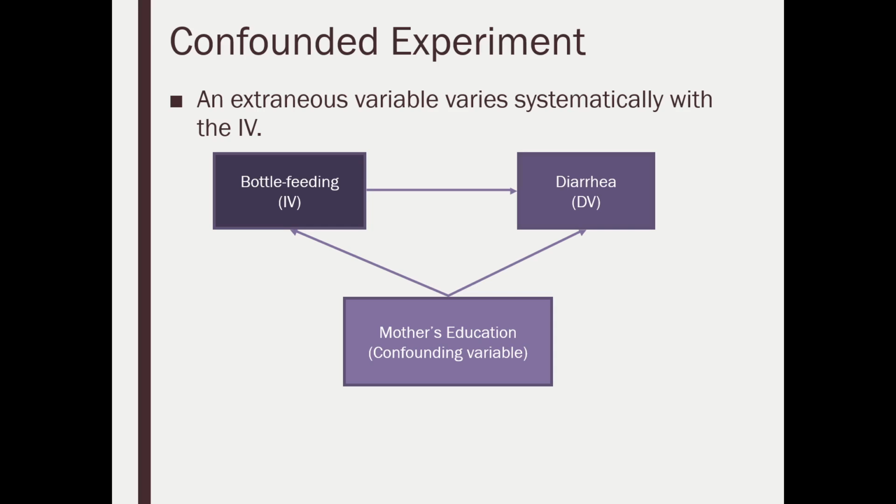So I want you to be thinking always, when you see results, whether it's a correlation or a two-group study, whichever way we're talking about, always be thinking, okay, what else outside of what was being controlled could account for this behavior, for this outcome on the dependent variable?